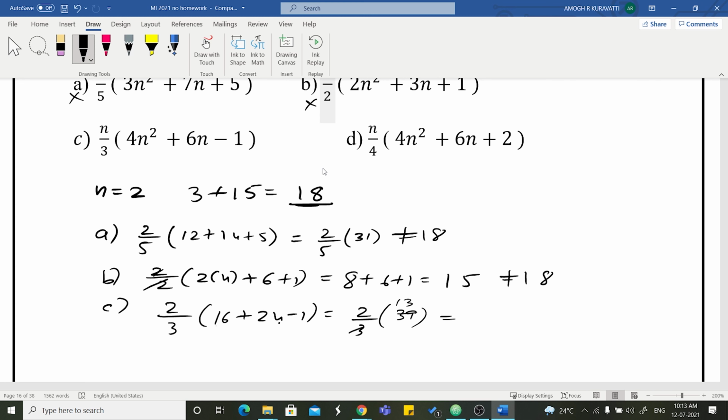This is 27, isn't it? That is 12. N value 2. If you take 2, what is there? 6 into 2, not 6. Here 6 into 2, not 24, that is 12. 16 plus 12, 28. 28 minus 1, 27. 3 ones are 3, 9s are, 9 twos are 18. 18 is equal to 18. Option C is the right option. Okay.